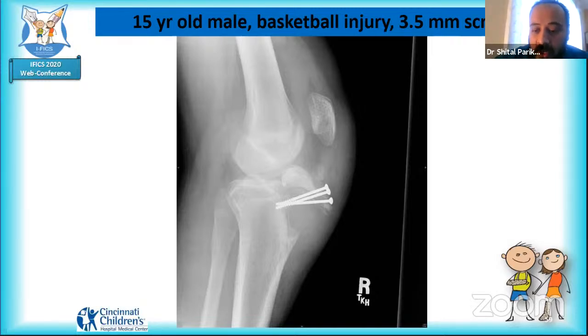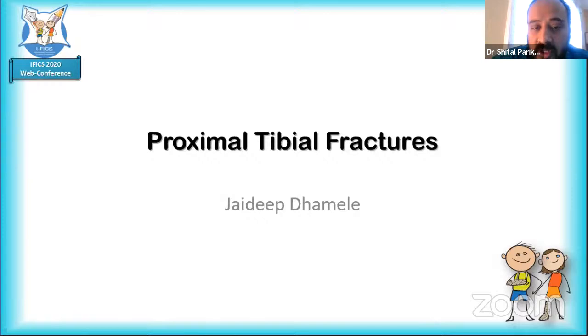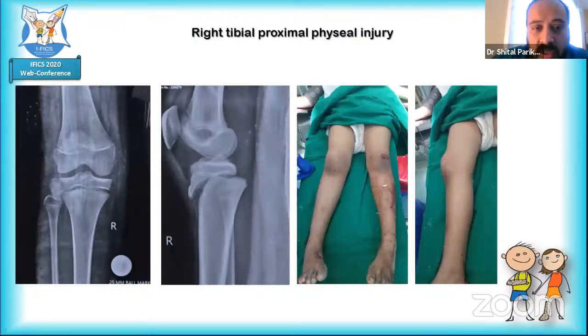Just to bring up the point that fixation techniques, AO principles, the basic standard principles for fixation should be followed with this. So we'll move on to the proximal tibial fractures. Jaydeep, this is your case. We'll just focus on the right side.